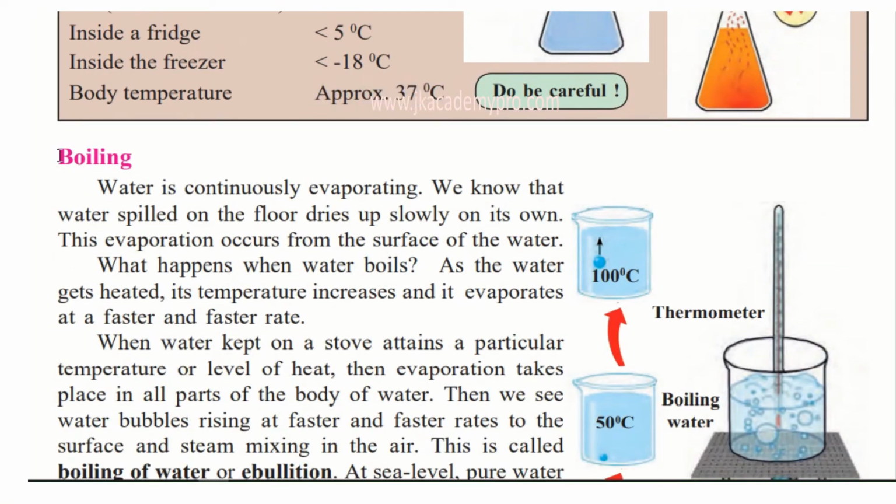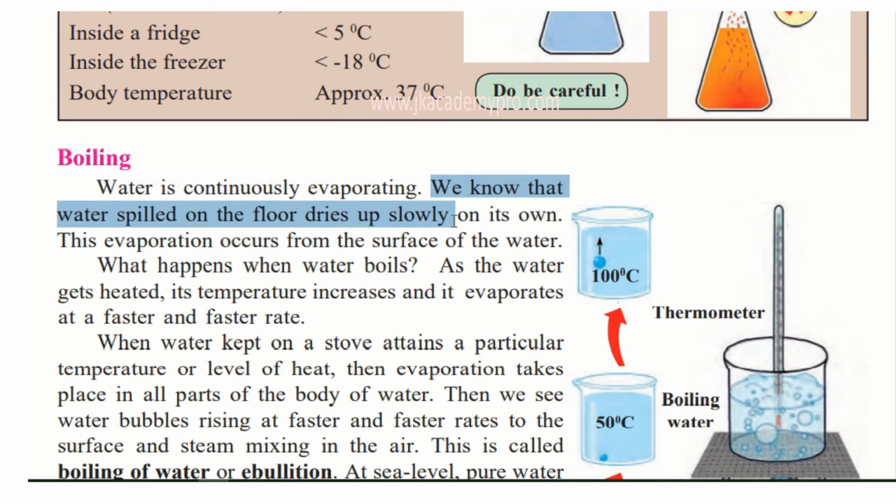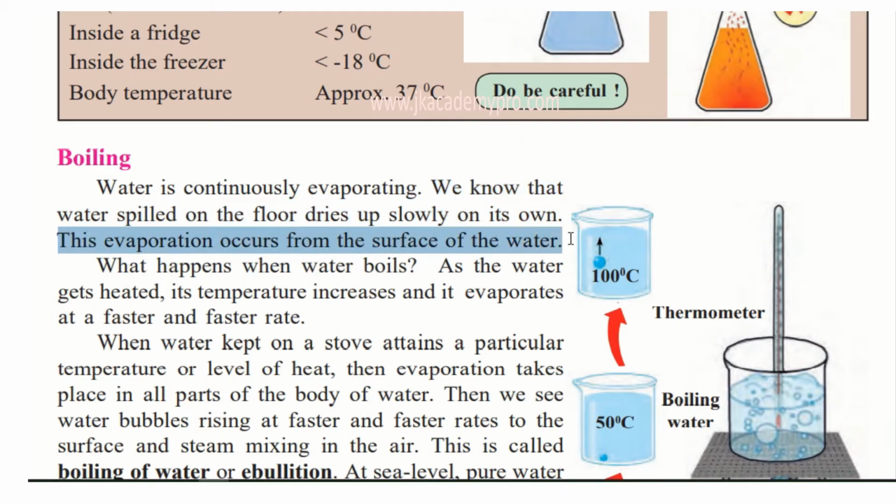Now let's understand about the boiling of water. Water is continuously evaporating, isn't it? We know that during the summers the water evaporates. We have learnt about it in the water cycle: the continuous process of water evaporating, cooling and condensing, and the water comes down in the form of rain. We also know that water spilt on the floor dries up slowly on its own. Nobody's doing anything, and after some time we see that the water has dried up. So this evaporation occurs from the surface of the water, that is, from the top layer of the water.